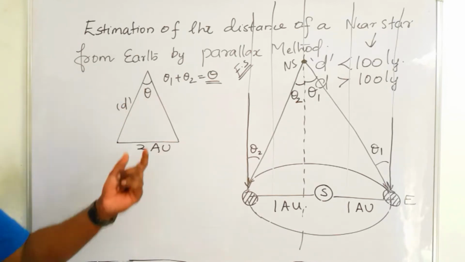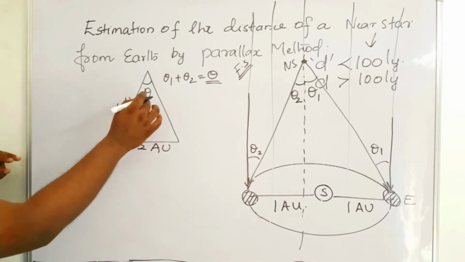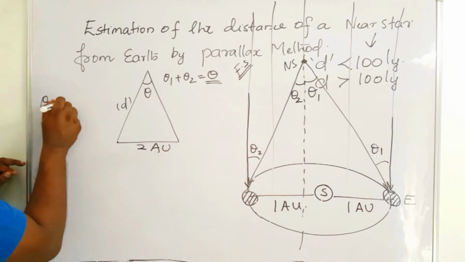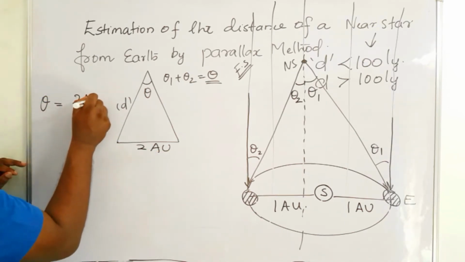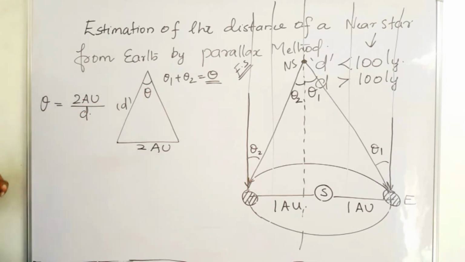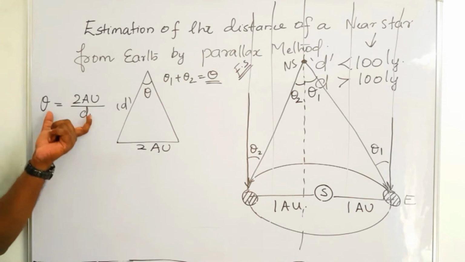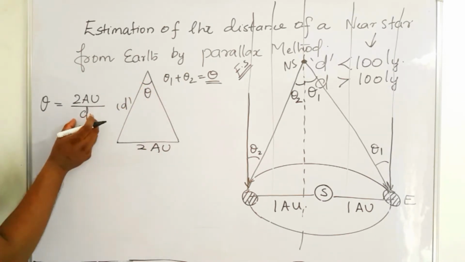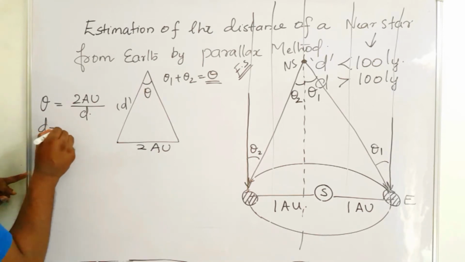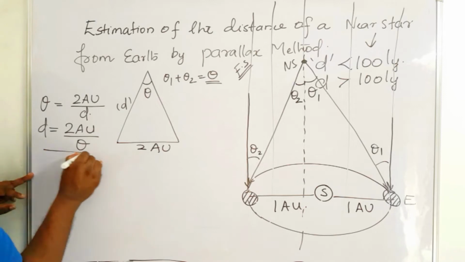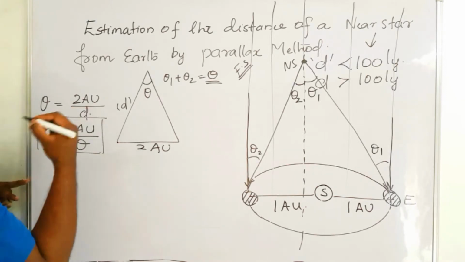We know that from the equation, theta is equal to arc length by radius. Here arc length is equal to 2 astronomical units divided by D. You got the equation now? What you have to find out from this is D, so make D the subject, because we have to find out D. So D will be equal to 2 AU by theta. This is your formula. Okay.